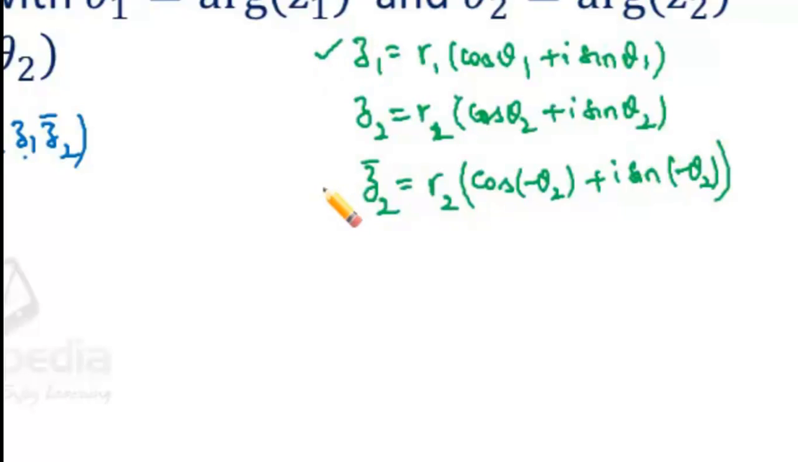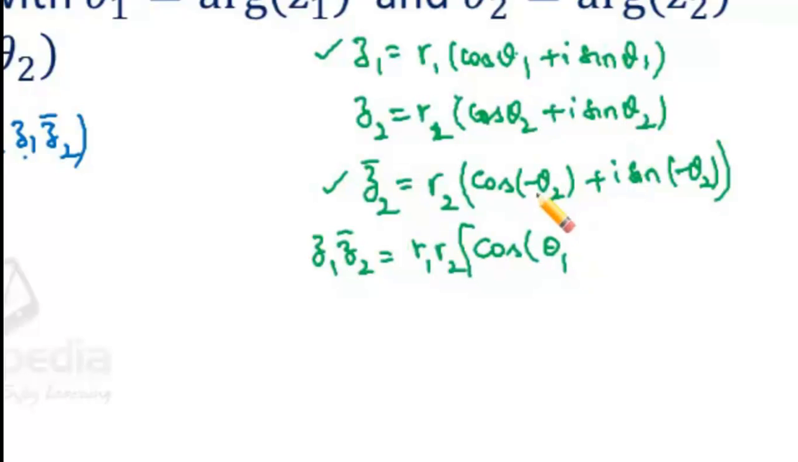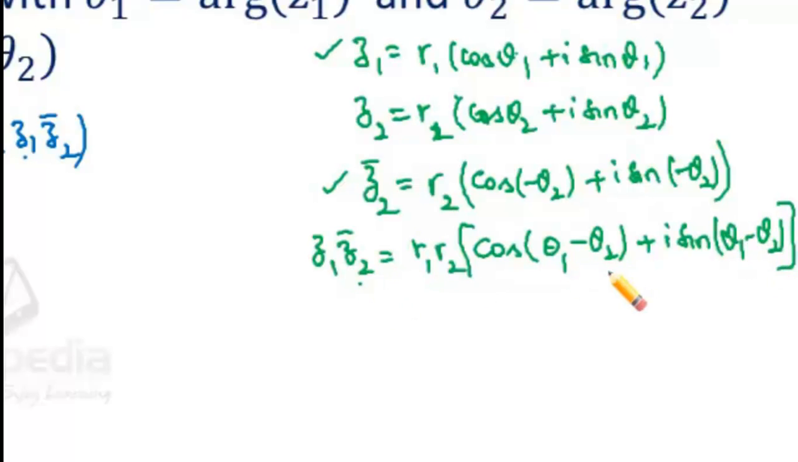Now we have Z1 and Z2 bar. So can you tell me how much is Z1 times Z2 bar by the property of multiplication of complex numbers? It would be the product of the magnitudes times cos of the sum of the arguments, that means theta 1 plus minus theta 2. Can we write it as cos theta 1 minus theta 2 plus i sin theta 1 minus theta 2? Right, you are multiplying with the conjugate, that's why there is a minus sign here. Now, this is your complex number Z1 into Z2 bar.